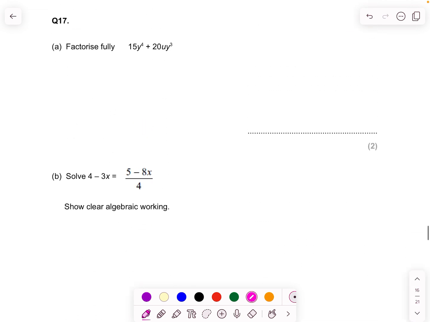Right, factorising. So the highest common factor, the biggest number that goes into 15 and 20, is 5. So I take 5 out, and I can take a y cubed out, okay? So 15 divided by 5 is 3. 20 divided by 5 is 4.